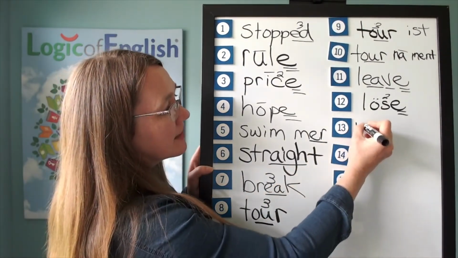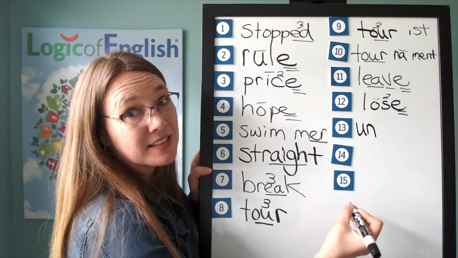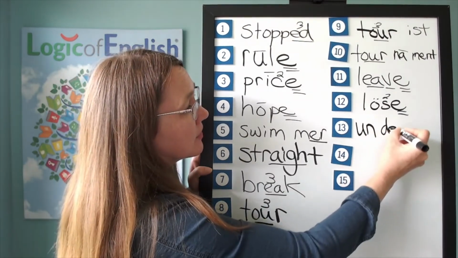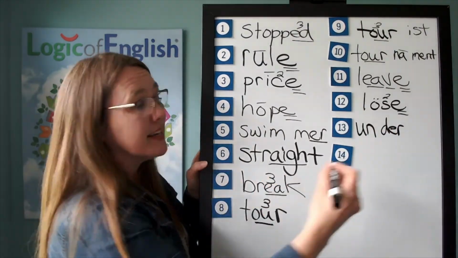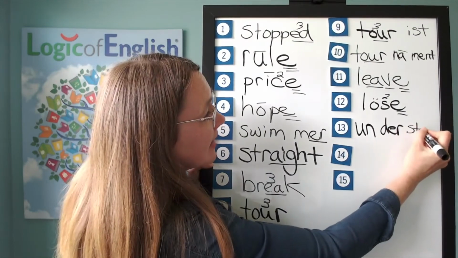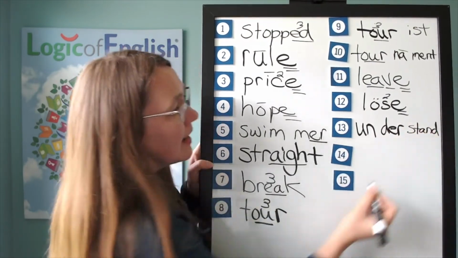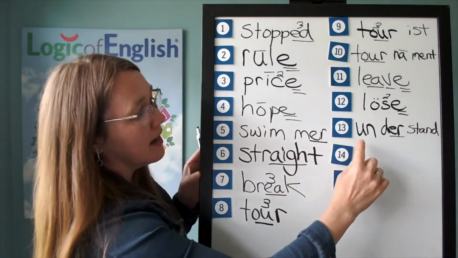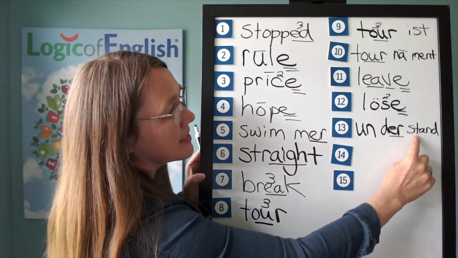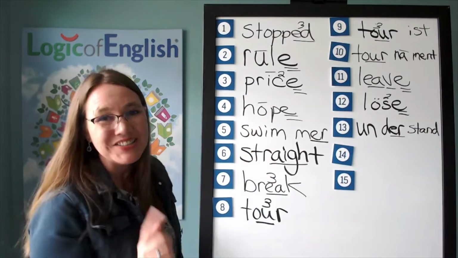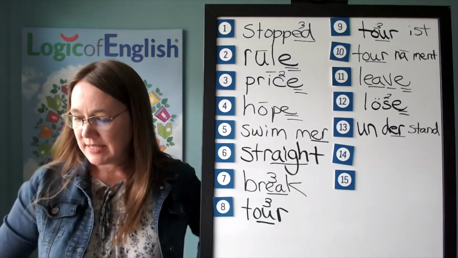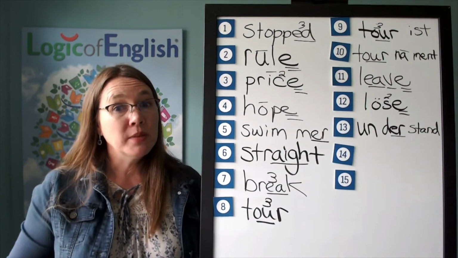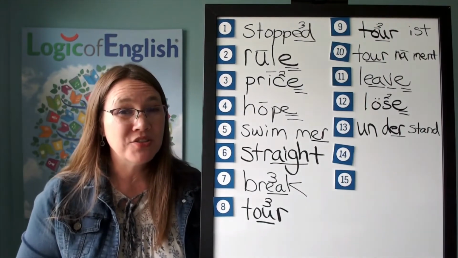The first syllable is un, U-N. The second syllable is der, der. The third syllable is stand, st, and. And how do you mark it? We'll underline the er. Let's read it. Un, der, st, and. Understand. The next word is raise. Please raise your hand if you have a question.